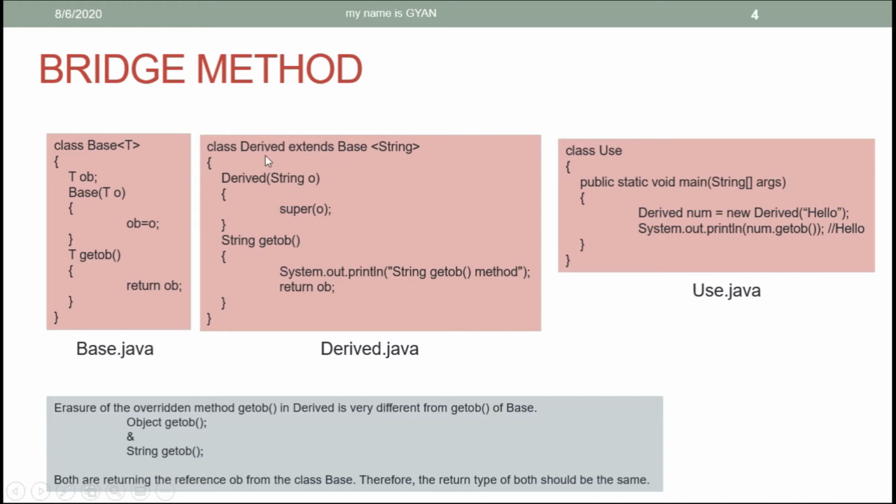But the class Derived itself is not a generic class. However, it extends the class Base, ensuring that the type parameter T in the class Base will be of type String. If you look at the constructor of the class Derived, then the class Derived is using String as its formal argument. And by using the reference variable o of type String, it is calling the base class constructor. So if you are creating an object of type Derived, then you will be calling the base class constructor. But when you call the base class constructor by using the reference variable num of type Derived, then in that case, the reference variable T of the class Base will be of type String.